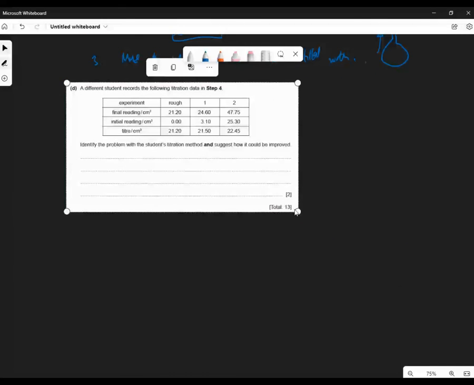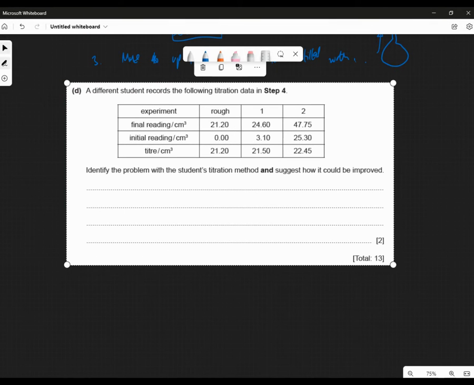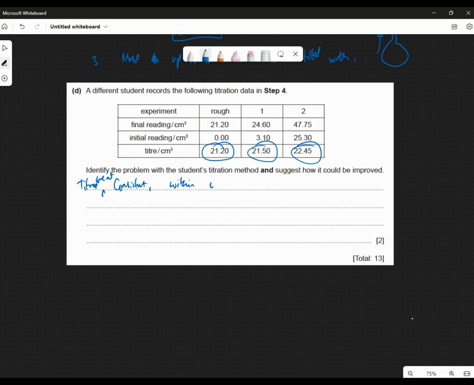Last of all, let's have a look at this question. So this is the last question: identify the problem with the student's titration method and suggest how it could be improved. Obviously, this is a very vague question, but you can see that these are not good enough, are they? They're not close enough. Now, what could we say? The titers aren't consistent. To be consistent, they've got to be within 0.10 centimeters cubed of each other.